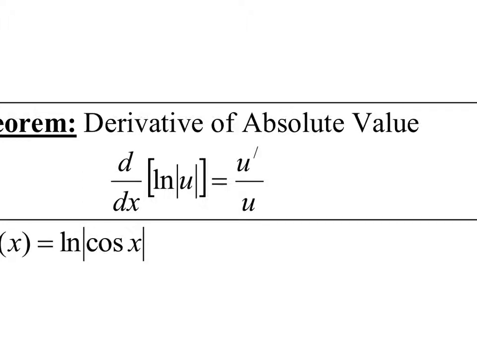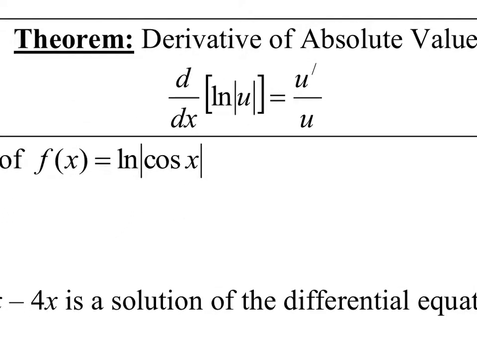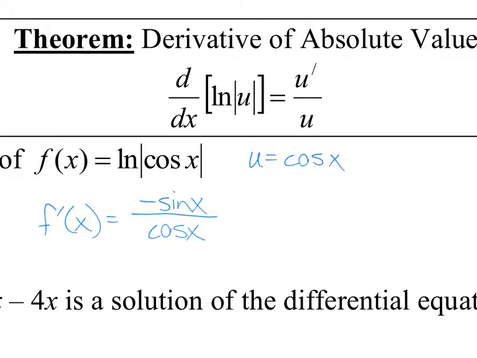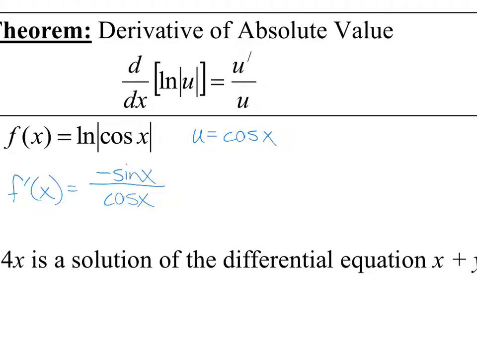Okay? Here's a case in point. In this case, u is cosine x. So if I were finding f prime of x, the derivative would be u prime, which, the derivative of cosine is negative sine, over the u. Well, let's think about that. That simplifies down to negative tangent x.